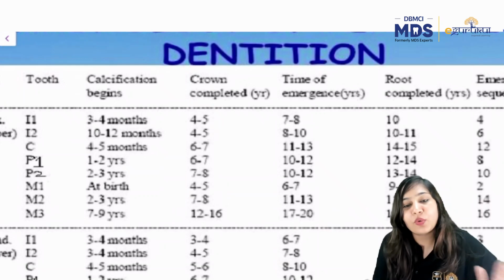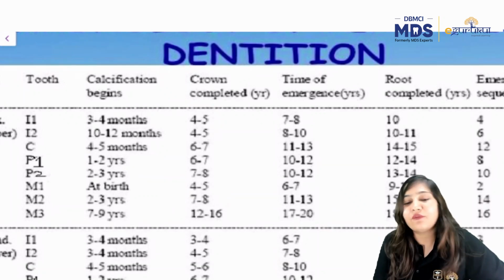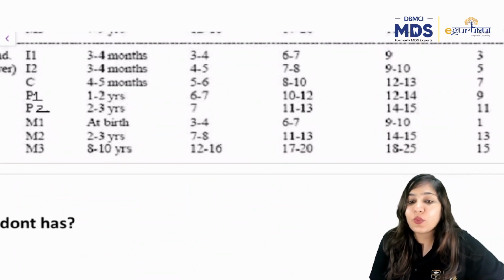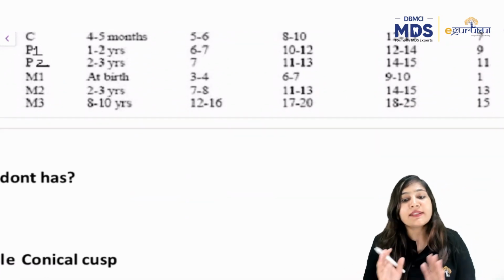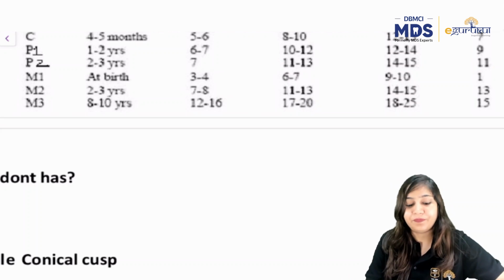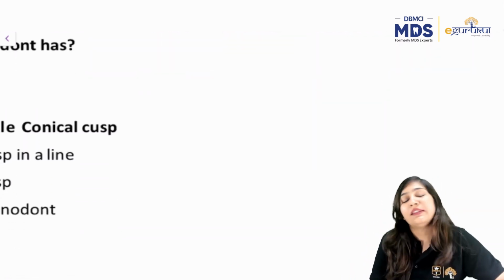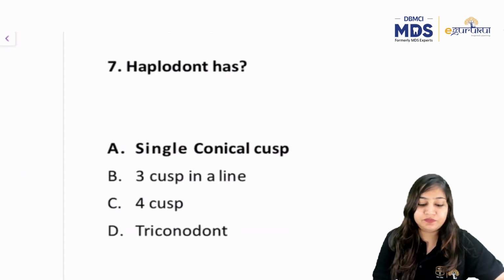Table, you should be thorough with the table. What is the calcification time? What is the time of eruption? What is the root completion time? You can get any question on this for both deciduous as well as permanent dentition. You can be asked such questions as: first calcification of primary tooth begins at the age of.